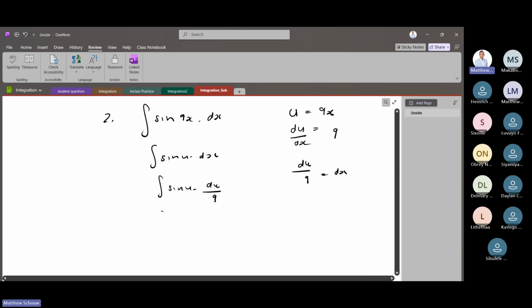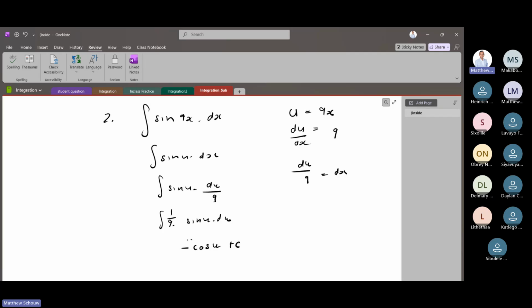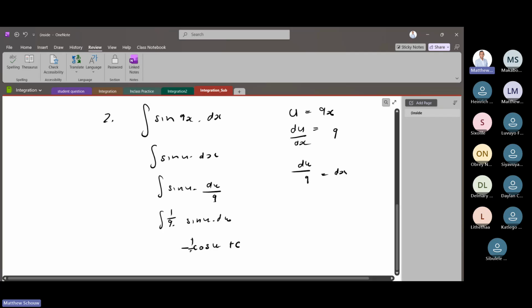I do exactly the same process. I can just say 1 over 9 sine u du. And we know the integral of sine u is what? Negative cos, right? Negative cos u plus c, but obviously we times 1 over 9 over here. So it'll be 1 over 9 over there. But you must remember we declared u as 9x. So it's negative 1 over 9 cos 9x plus c.